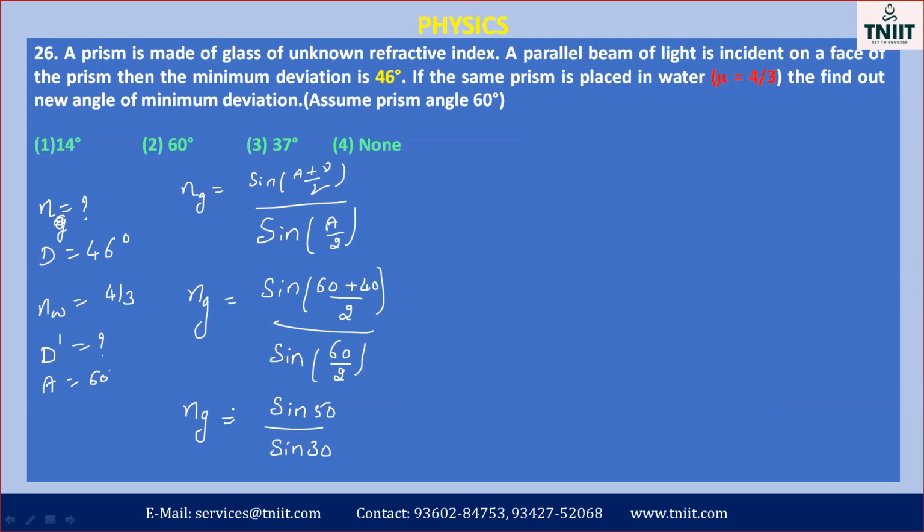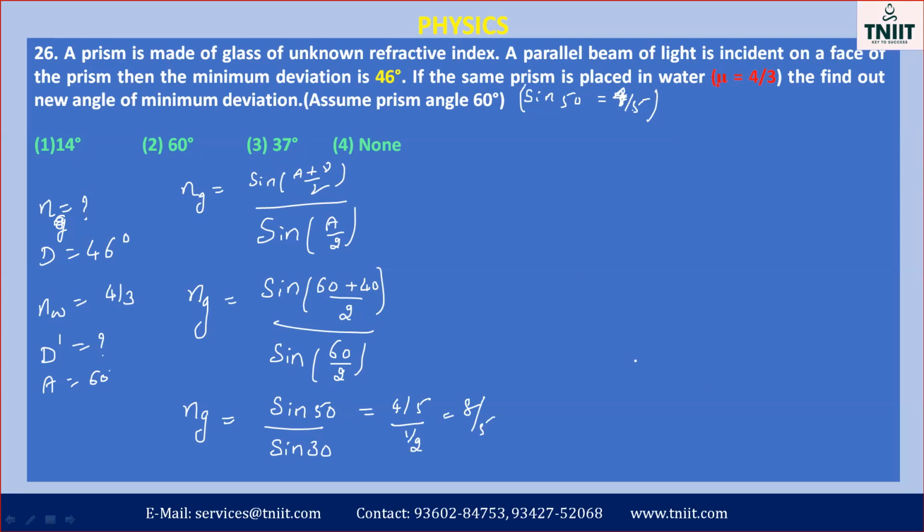How to calculate sine 50? Here you have to remember the sine 50 value, or they have to give it in the question itself. Sine 50 you have to take as 4 by 5. Sine 50 is 4 by 5. Sine 30 will be 1 by 2, so it becomes 8 by 5.